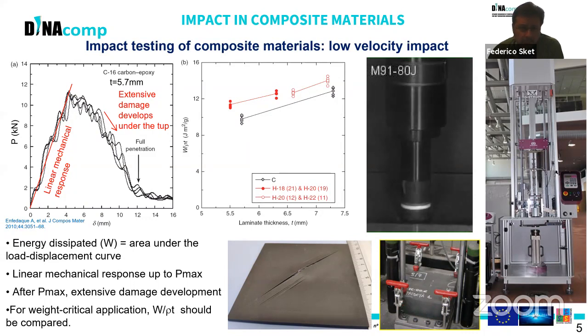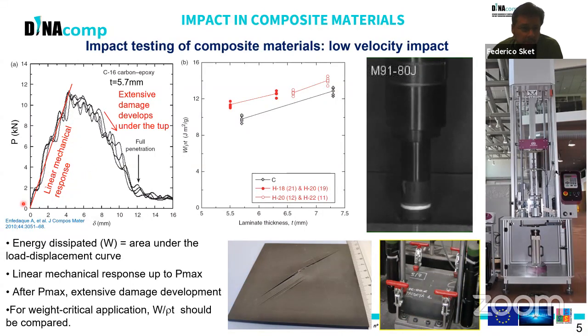So the drop weight tower can be instrumented to measure the load and displacement on the sample, and a typical load displacement curve corresponding to full penetration is shown in this figure. The energy dissipated by the impact is computed as the area under the load displacement curve.